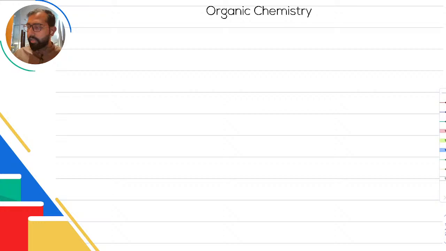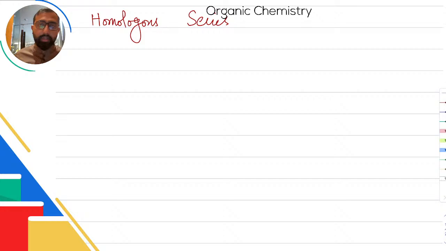A homologous series is basically just like in the rest of chemistry, you have groups in the periodic table, right? So you know halogens. Halogens all behave in a similar fashion. They have trends in their physical properties. They have similar chemical properties. And those properties are going to be similar for all the halogens. So they're a group of elements that act in a similar fashion. Just like that, we have homologous series. A homologous series is a group of compounds that behave in a similar fashion.